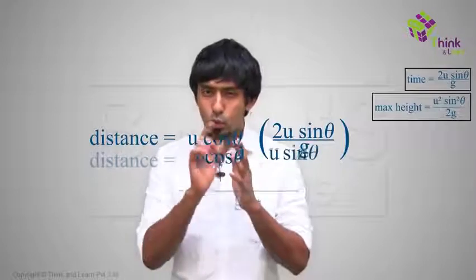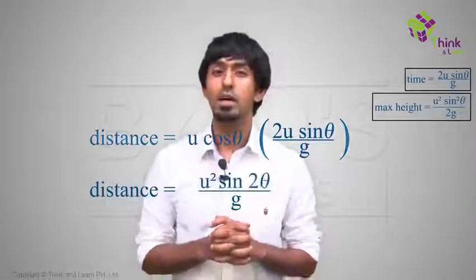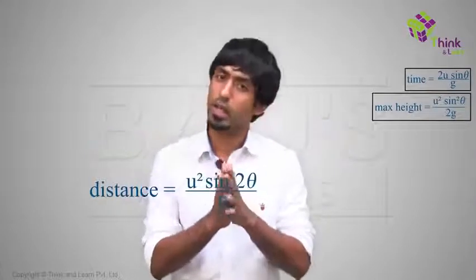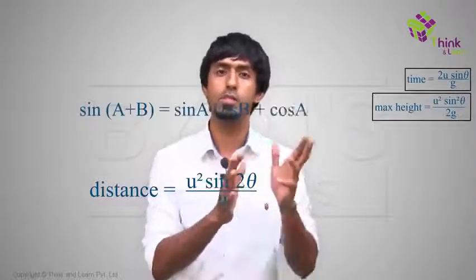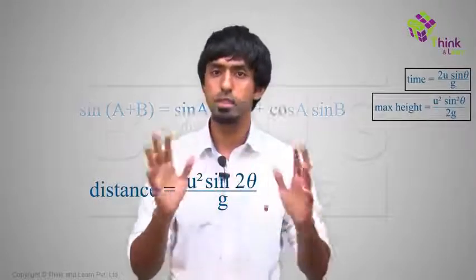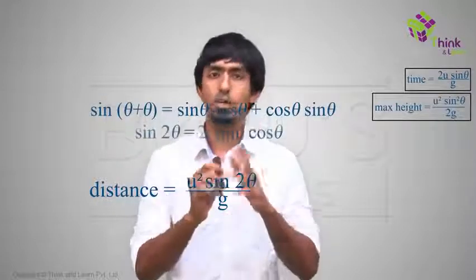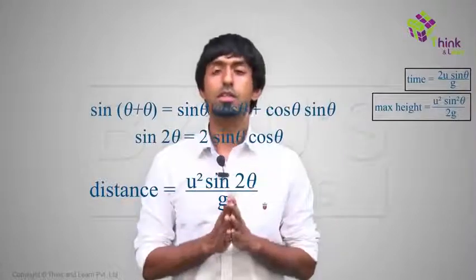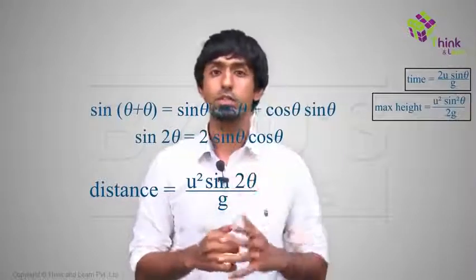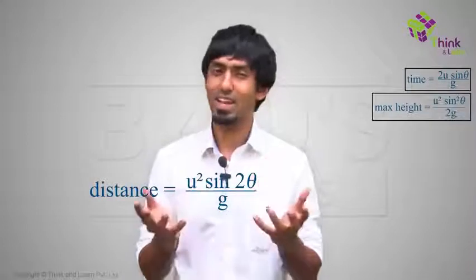So 2 times u cos theta and u sin theta is sin 2 theta. Oh, you're asking me why? Okay, fine. If you're asking me why, I'll tell you this. There is a small identity in trigonometry which says sin of a plus b equals sin a cos b plus cos a sin b. Over here you put a and b as theta, you'll get sin of theta plus theta, which is sin 2 theta, equals sin theta cos theta plus cos theta sin theta, which is 2 sin theta cos theta. Now some of you might also ask, why is sin a plus b equal to sin a cos b plus cos a sin b? We'll not go into the derivation here because I don't know the derivation. Also because it might be a little irrelevant, isn't it?